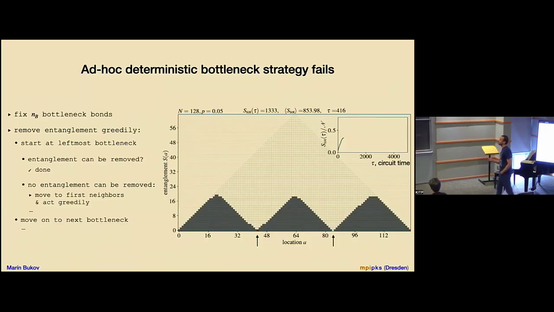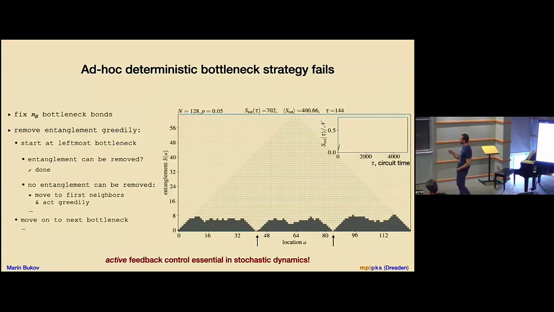We're going to remove entanglement one step at a time, starting from the leftmost bottleneck, right? So I go to the leftmost bottleneck, I check, is there entanglement there to be removed? If yes, I place the gate, I'm done. If there is none, then I can look at its nearest neighbors. If there is entanglement there to be removed, I remove it. If not, I move to the next bottleneck, and so forth, right? And then the whole thing continues. And now you're going to see what this strategy essentially does.